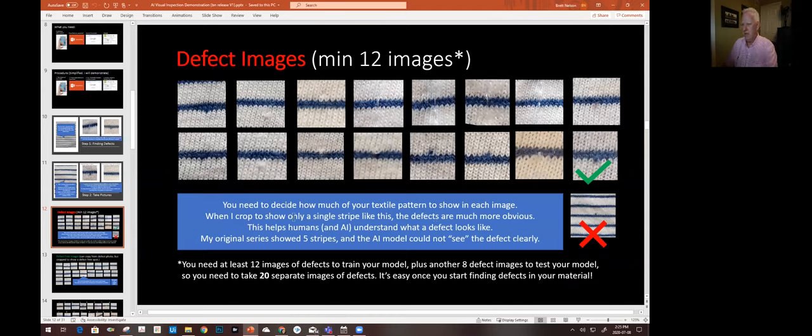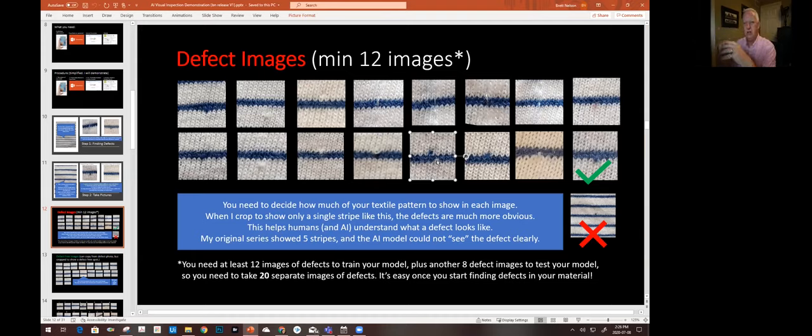One thing I found is I had to decide how much of this textile pattern to show for each image. The first time that I did this exercise, I made a whole bunch of pictures that look like this. And it turned out that the difference between a bunch of these pictures with little tiny defects in them and pictures without any defects was really hard to spot, because the defect is a very, very small percentage of the total image. Where if I zoomed in like this, like I'm showing in this shot here, the defect is quite a bit larger and a lot more obvious.